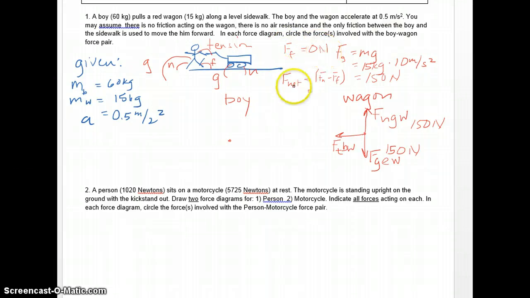Okay, so I can use this F net, which is F net equals M times A, to find out what my actual tension force is. So I plug it into the equation. Again, 15 kilograms is my mass. The acceleration, it tells me, is 0.5 meters per second squared. And if I do this calculation, I should get a force of 7.5 newtons.